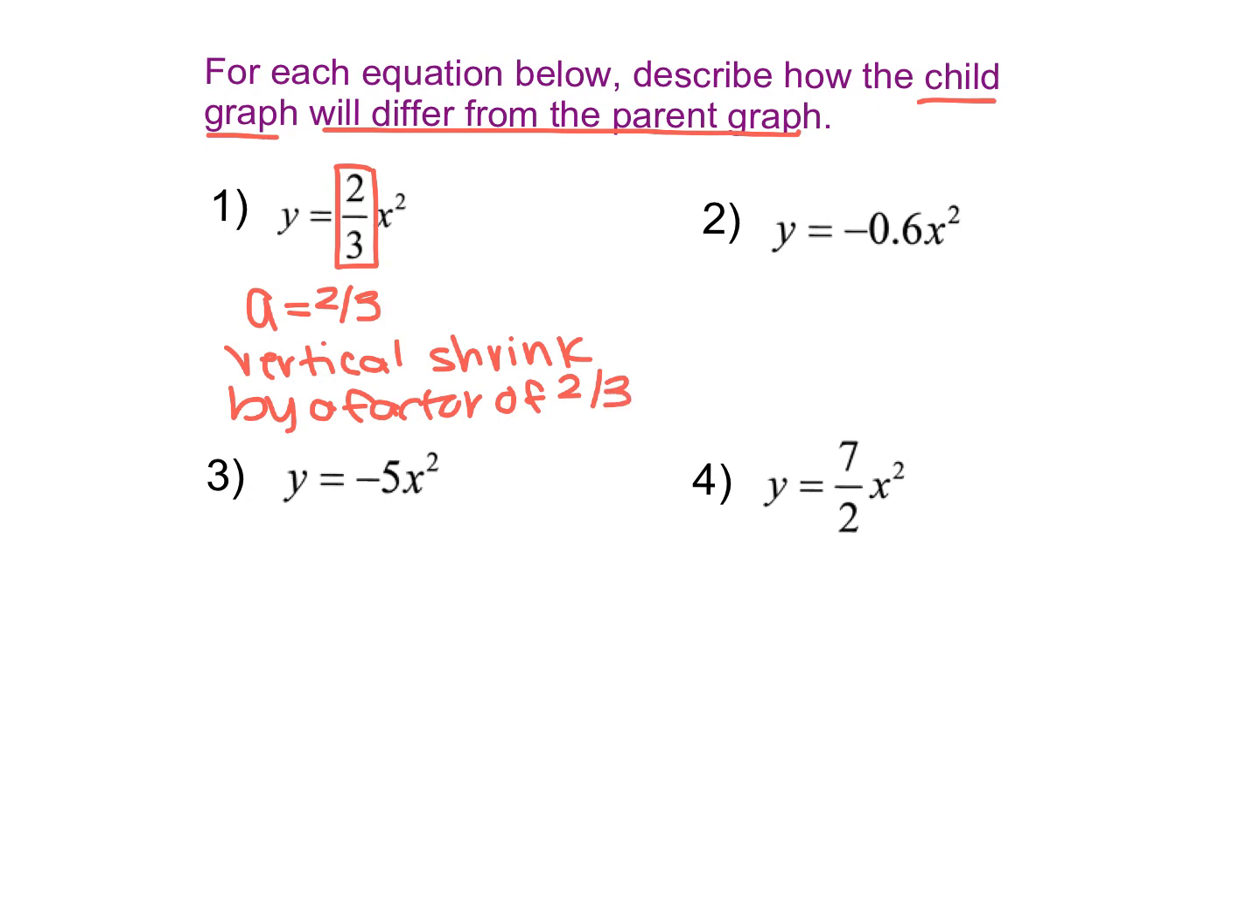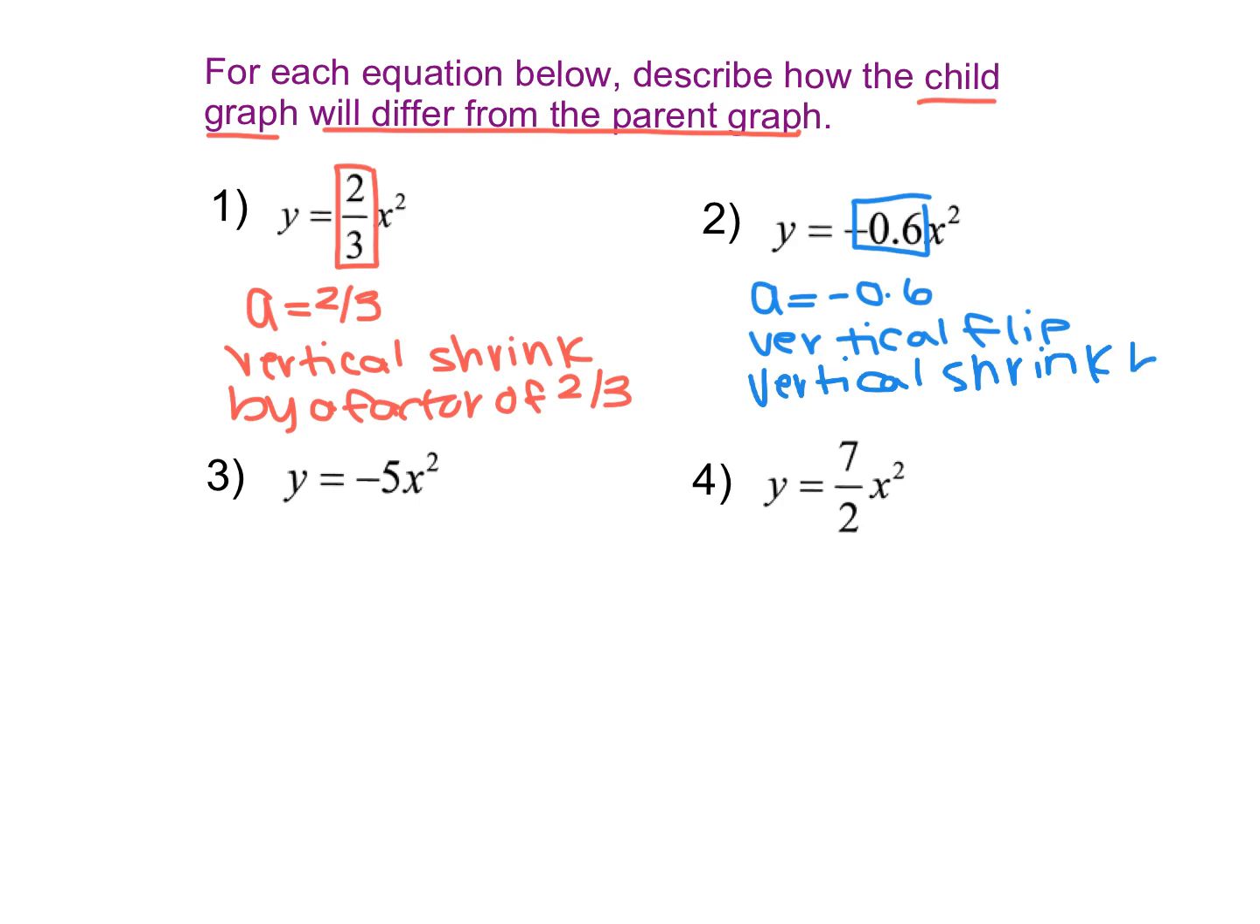If I then look at the next example, here I see I have a -0.6 times x squared. So I can see that A is equal to -0.6. So that negative automatically tells me that this is going to be a vertical flip. So it's going to flip over. And then that 0.6 has a distance from 0 that is less than 1 unit away. So this is going to be a vertical shrink by a factor of 0.6. So it'll be 0.6 times as tall.